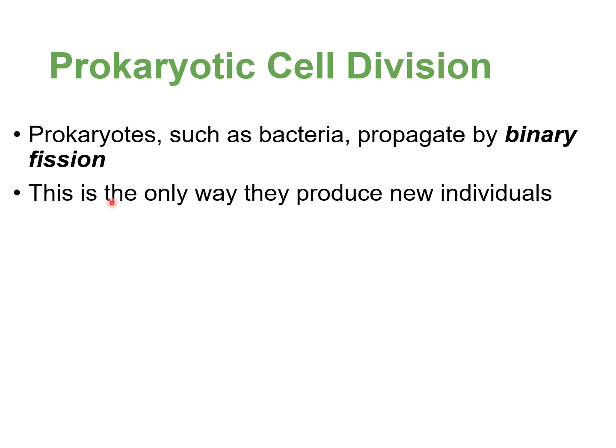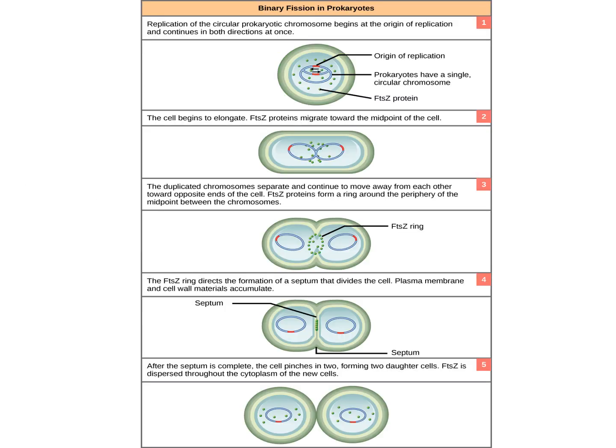So they don't need to go through the extensive cell cycle that we do in mitosis or meiosis, which is where you're reproducing sex cells. They're just reproducing by binary fission, which is really fast and can go through hundreds of thousands of bacteria, which is why bacteria can grow so quickly in so many different places.